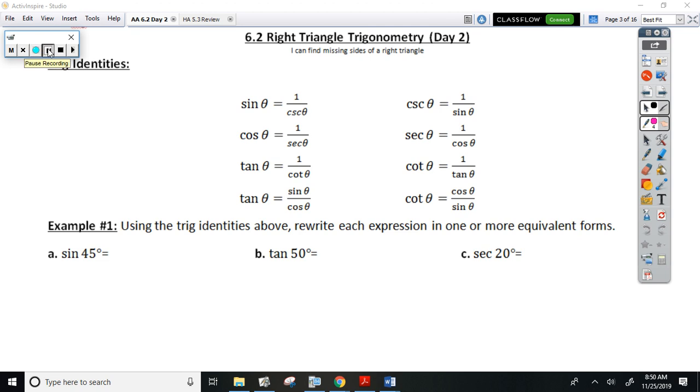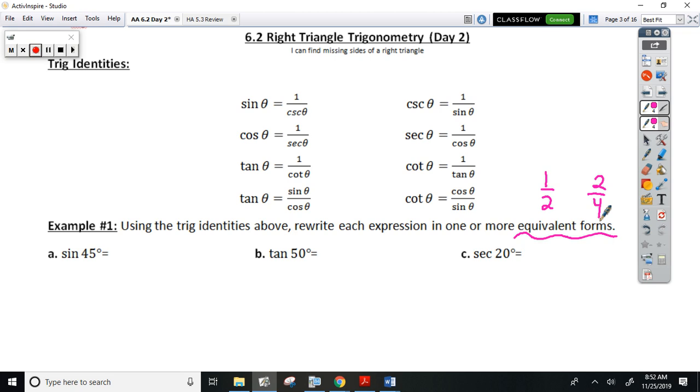I need a pencil. All right, so the ones that we have at the top of the paper are some of the reciprocal identities that we have. These are on the formula sheet as well, but there's also on the note sheet. So example 1 just wants us to use the trig identities above to rewrite each expression in one or more equivalent forms. So when you think of equivalent forms, you can almost think of like 1/2 and 2/4 are equivalent forms of a fraction. But we're going to be using formulas to write equivalent forms of trig functions.